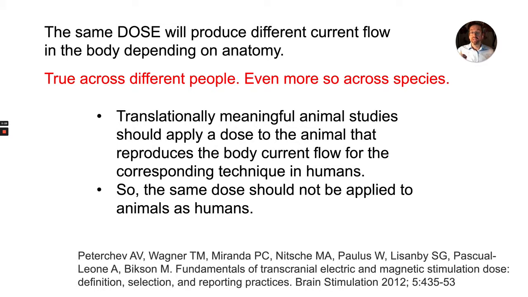Giving 1 milliamp to a person is not the same thing as giving 1 milliamp to a mouse. Instead, we need to adjust the current that we give the animals, typically reduce them because they're smaller, so that the electric field, the current density produced in the target tissue, is the same between animals. And I'll be talking more about that.